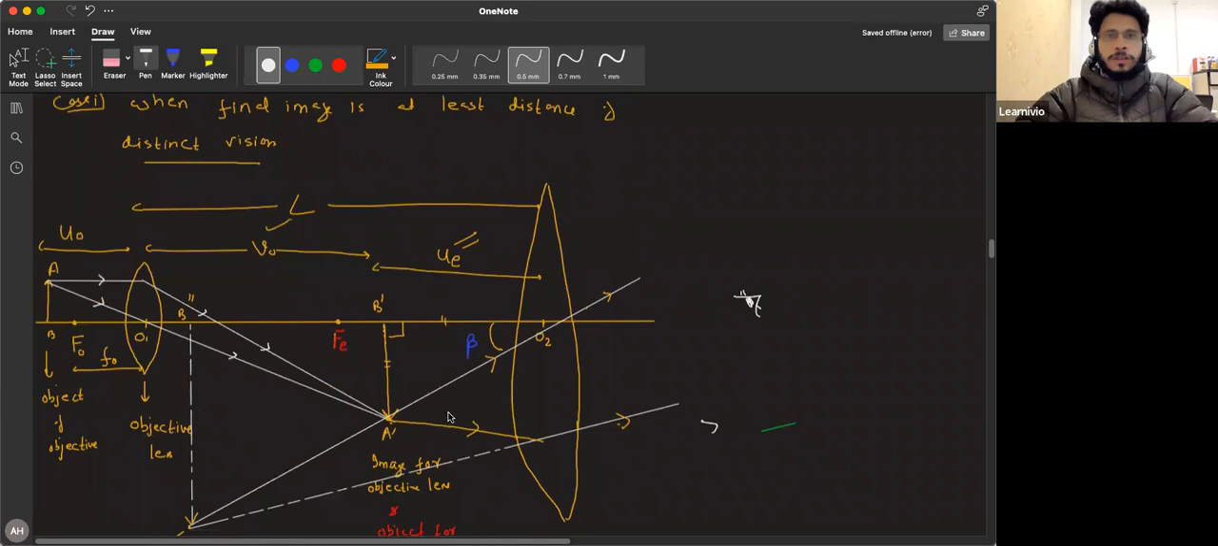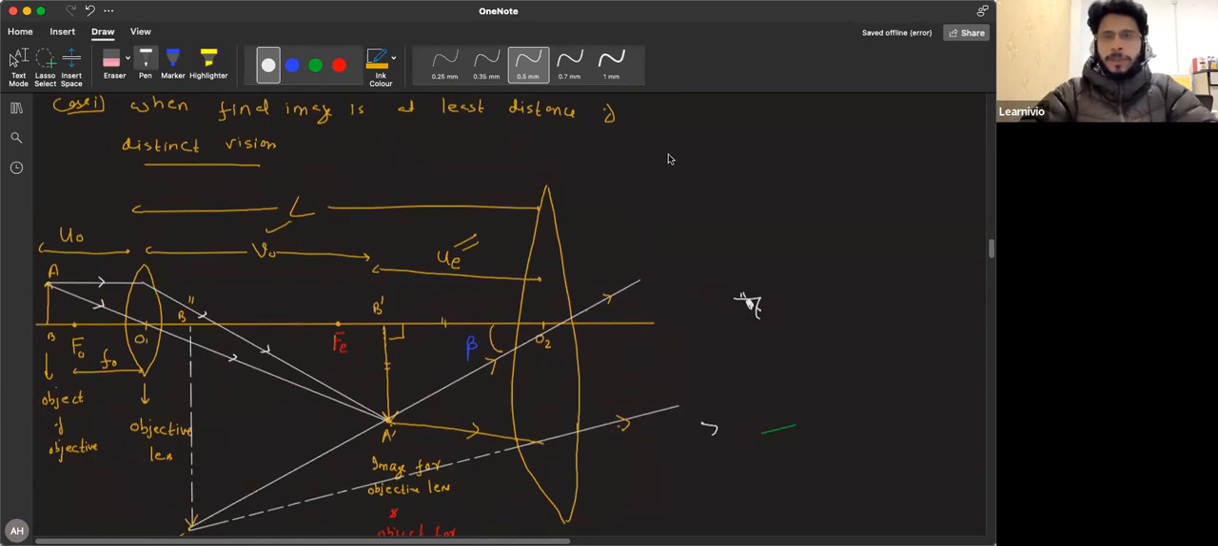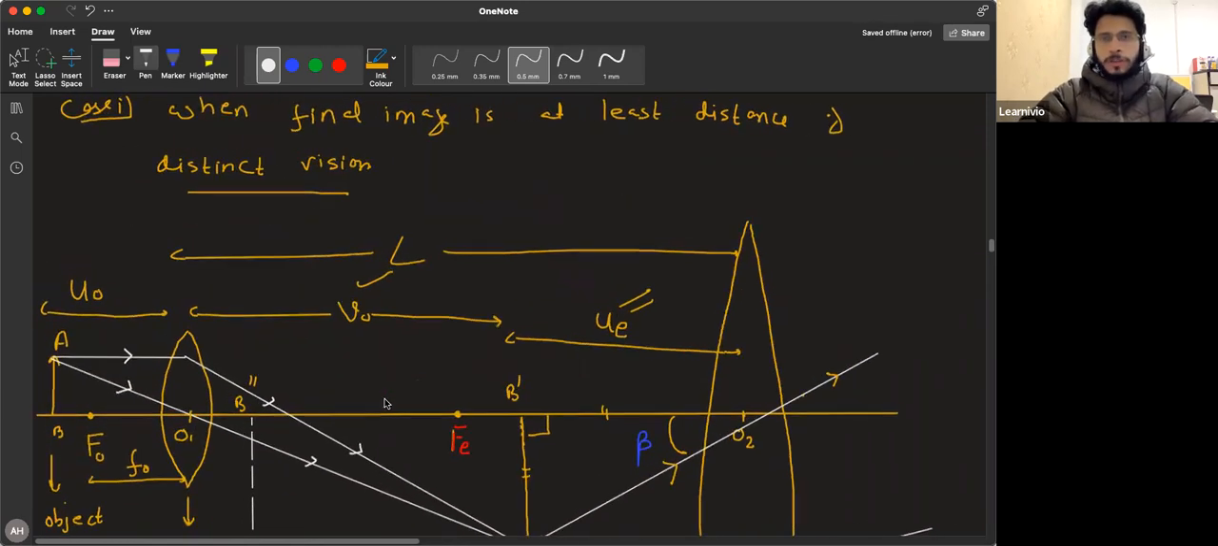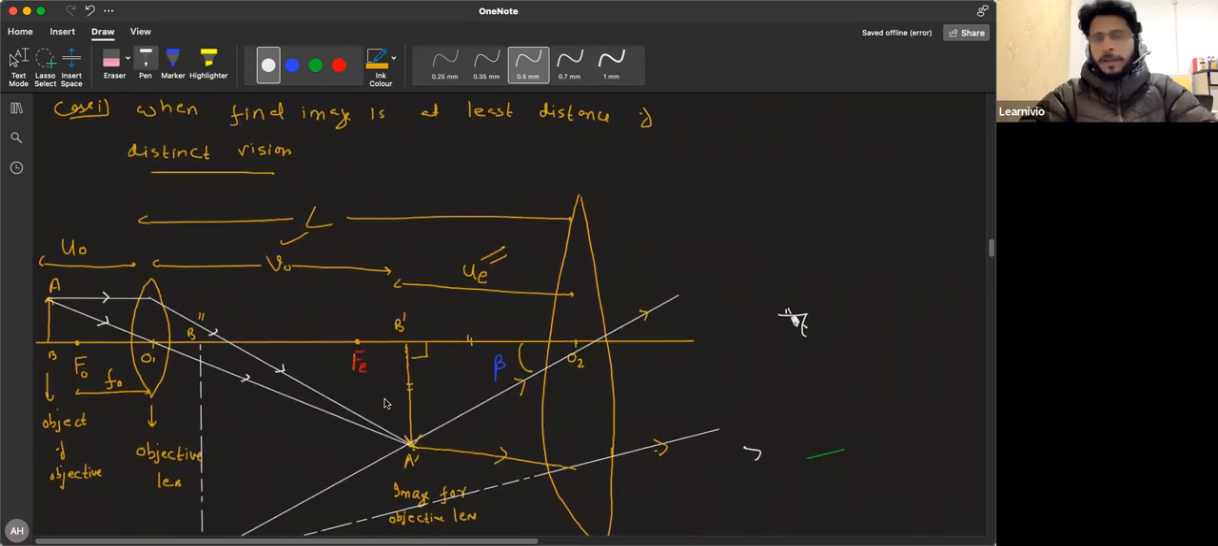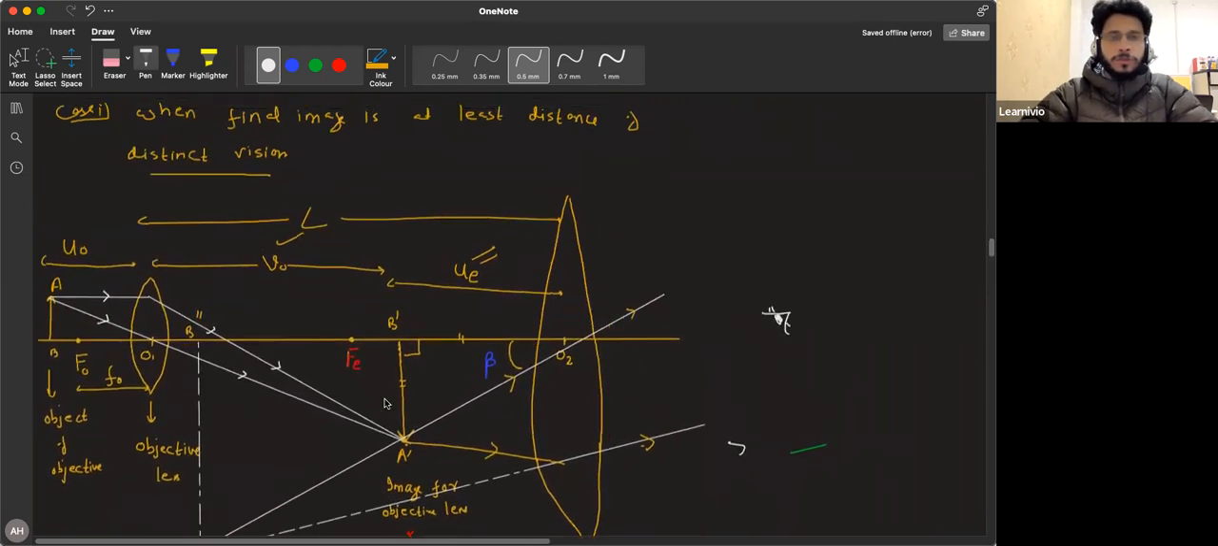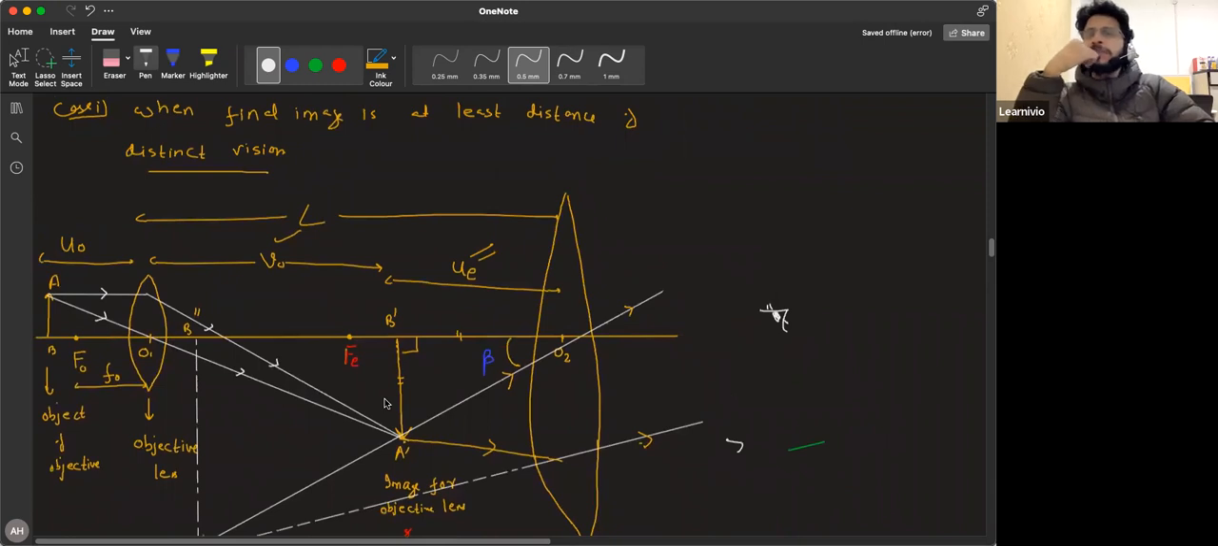Okay, so let's see if I can explain using this ray diagram only. If you have any issue understanding this ray diagram, then I can draw another one. This is the case when the final image is at the least distance of distinct vision. In a compound microscope, we use two lenses. Whenever we use two lenses, there is one common approach: the image of the first lens will act as an object for the second lens.